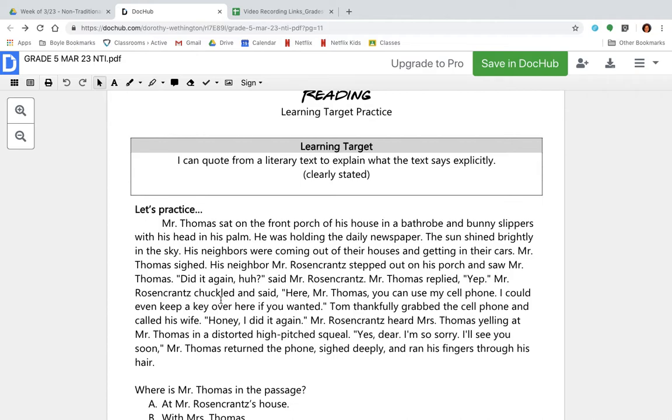Mr. Rosencrantz chuckled and said, "Here, Mr. Thomas, you can use my cell phone. I could even keep a key over here if you wanted." And Tom thankfully grabbed the cell phone and called his wife. "Honey, I did it again." Mr. Rosencrantz heard Mrs. Thomas yelling at Mr. Thomas in a distorted, high-pitched squeal. "Yes, dear, I'm so sorry. I'll see you soon." Mr. Thomas returned the phone, sighed deeply, and ran his fingers through his hair.